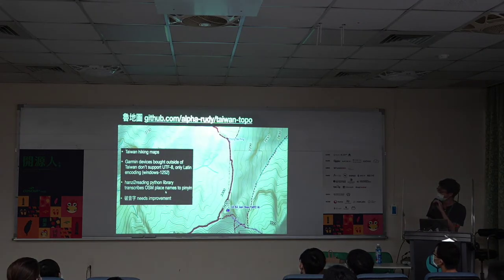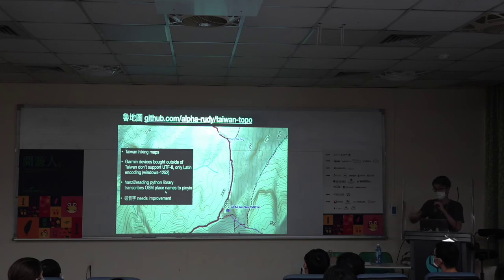Even things like Lubitu, which is the hiking maps, I think there was a GitHub issue where they discovered that if you buy a Garmin device outside of Asia, it will not support Unicode. It only supports the Latin code page. So in order to make these maps usable on those devices, you need to convert all the names to a Latin script. And that's a good match for turning all of these names to Pinyin. It's also more accessible if you are someone visiting Taiwan that wants to go hiking, but you can't read the characters.